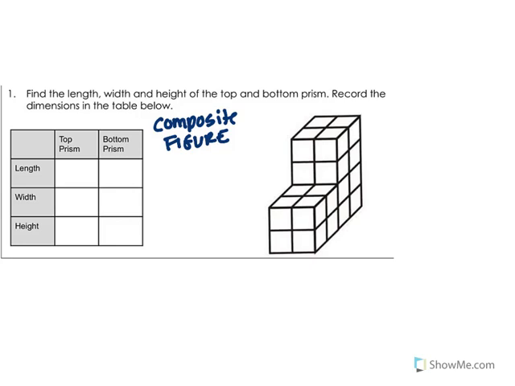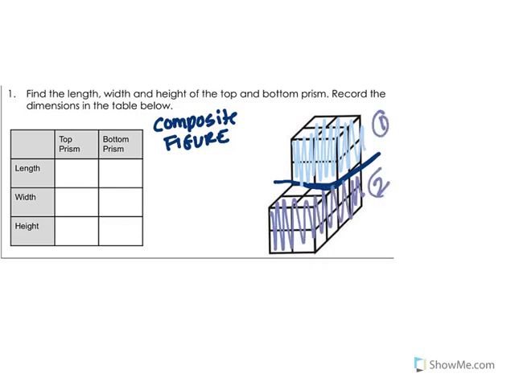So when we look at this prism, we could split this up into two regular prisms. We could split it up into a top and bottom prism. So we have this top prism up here that's a regular prism, and then we have this bottom prism down here that looks like a Kleenex box. So we have prism 1 and prism 2. Okay, that's one way of doing it.